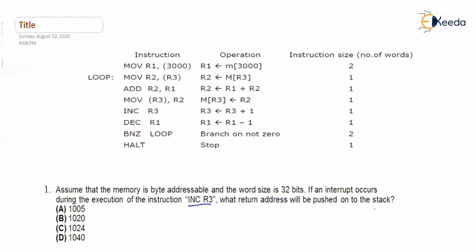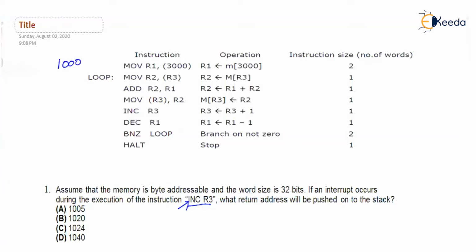When an interrupt occurs during the execution of an instruction INC R3, let us have a look. For that, again, we need to go for the same old practice of assigning addresses to the instructions. Each instruction is of 32 bits and it is byte addressable. And you know how to assign the addresses. The program is getting loaded from 1000.